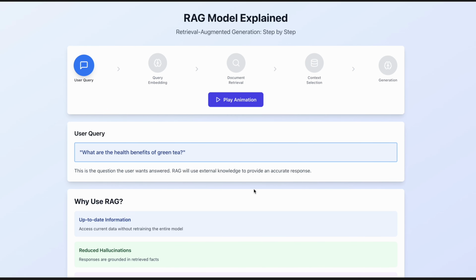Hey everyone, in today's video we're going to see about the RAG model and how it actually works. I know most of you would have heard of Retrieval-Augmented Generation. People basically prefer this model for chatbots or any Q&A models.